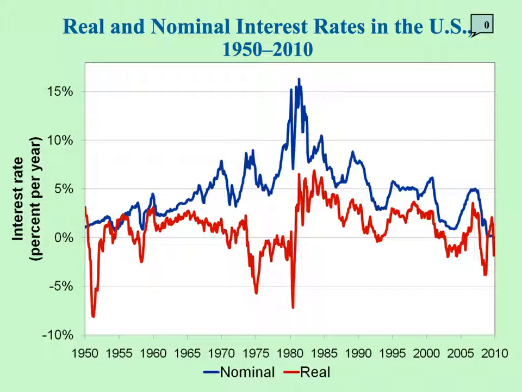This graph just depicts the real and nominal interest rates. And so here's a question: what's the difference between the red line and the blue line? If you answered the difference between the red line and the blue line is, that's right, inflation. So the nominal interest rate, again, is the real rate plus inflation.